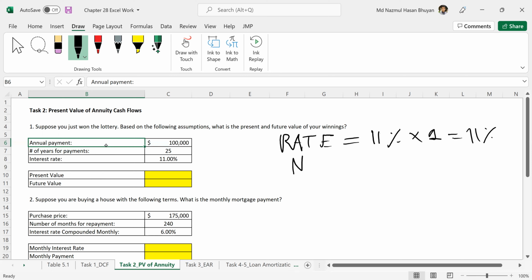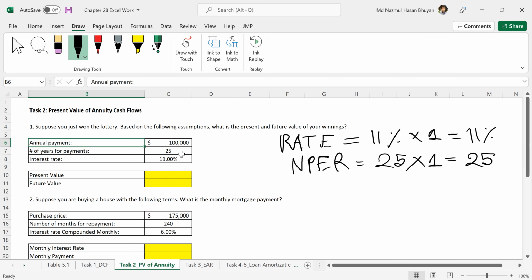Now next one is NPAR. So how many total years we have during our investment period? 25. Next, how many periods we have per year? 1. So our total number of periods is 25. All right. So now we are ready to apply present value and future value formula to calculate our present value and future value of all of these payments. Okay.